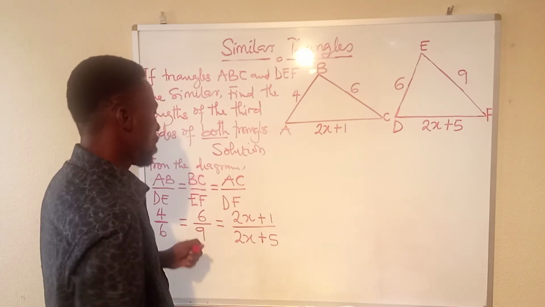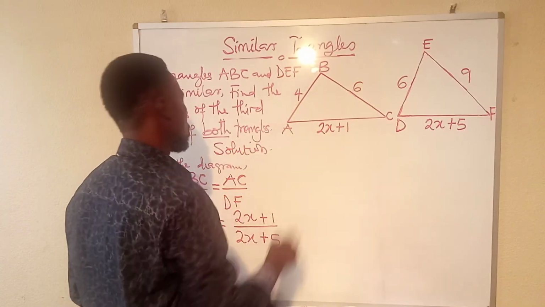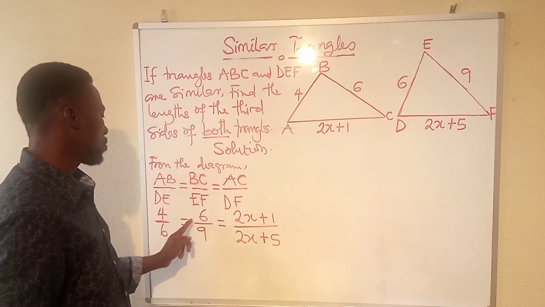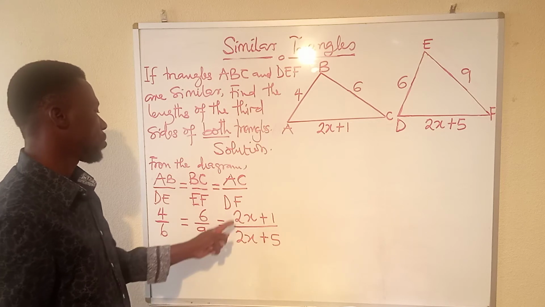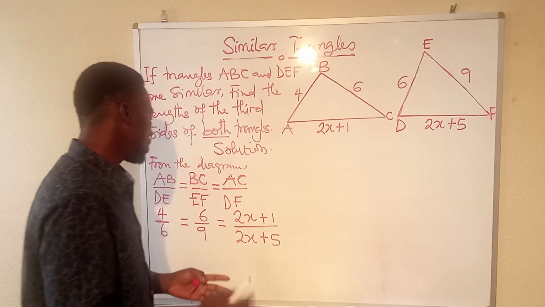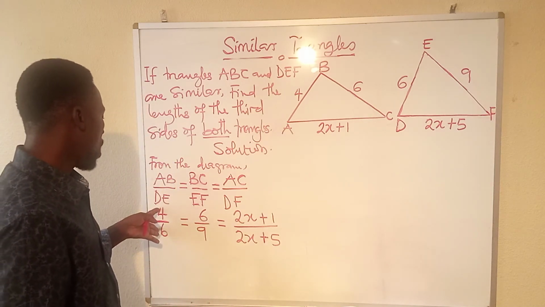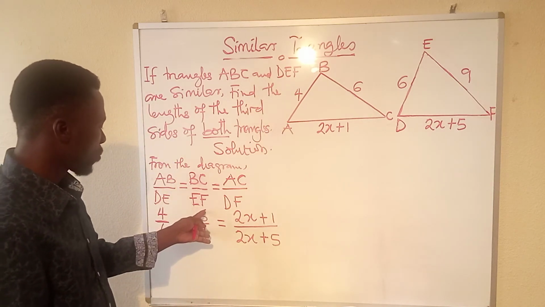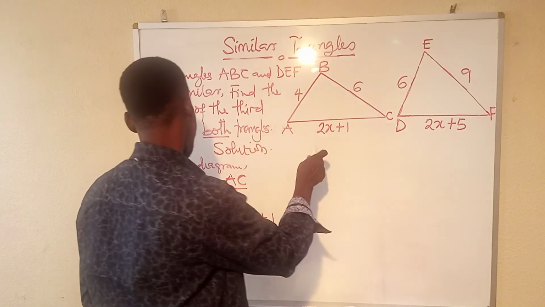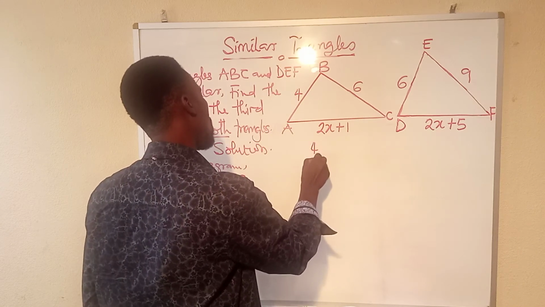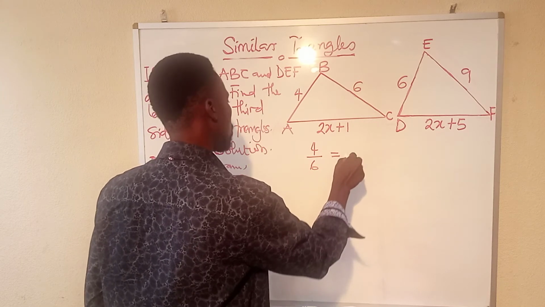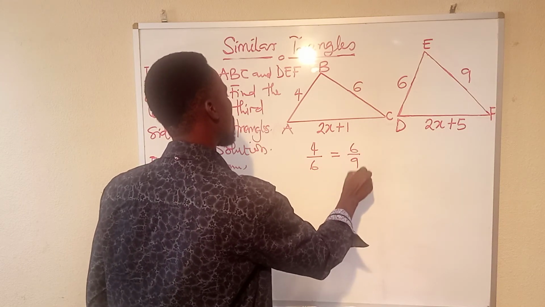So now, let's continue from here. So what we have is that 4 out of 6 is equal to 6 out of 9, which is equal to 2x plus 1 all over 2x plus 5. So if that is the case, then it means that 4 out of 6 is proportional to 6 out of 9.